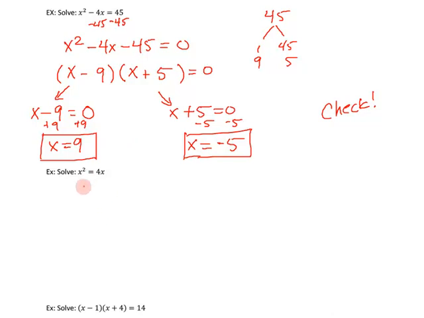We are asked to solve x squared is equal to 4x. Now again, we recognize that this is a polynomial equation because we have squares involved. It's quadratic or second degree. So our only approach to solving this at this point is to get it equal to 0, factor, and set each factor equal to 0.